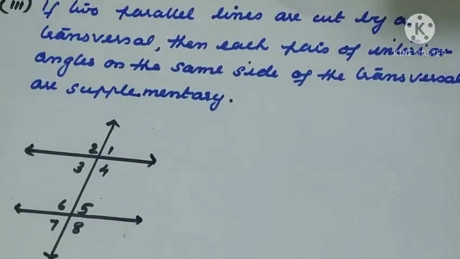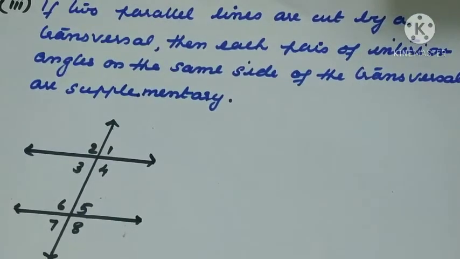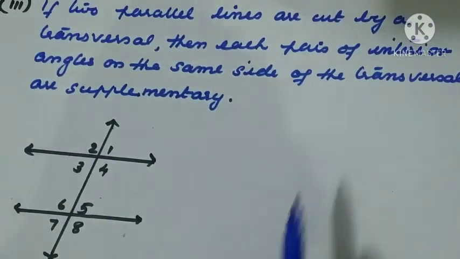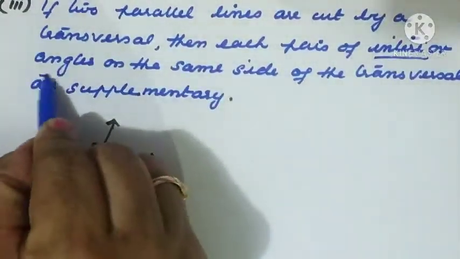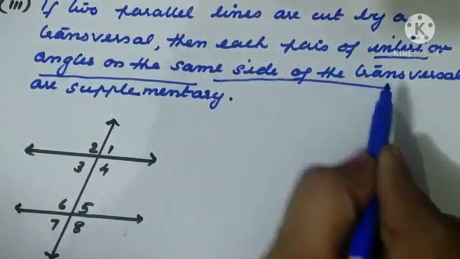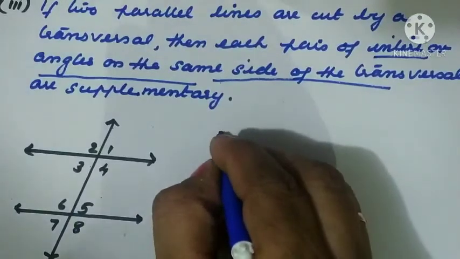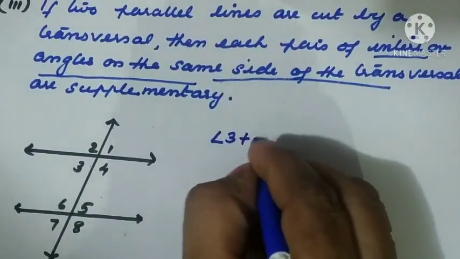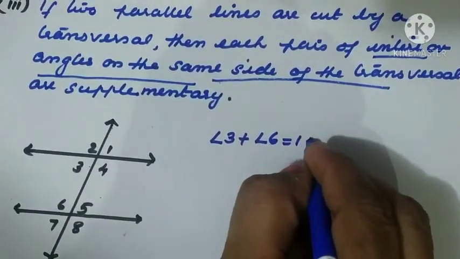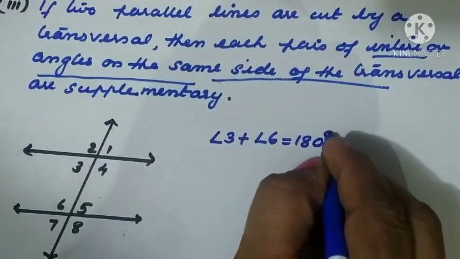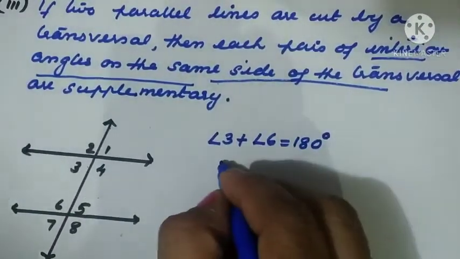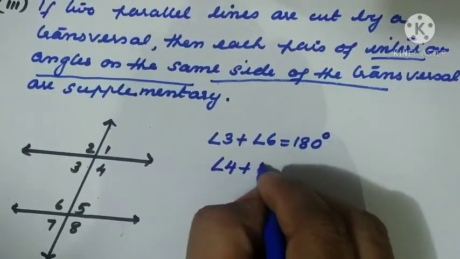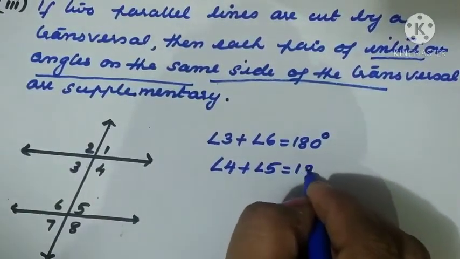Now the last point. Two parallel lines are cut by a transversal. Each pair of interior angles on the same side of the transversal are supplementary. Which are they actually? Interior angles on the same side of the transversal: angle 3 and angle 6. Here they are not equal. What does the statement say? Angle 3 and angle 6 are supplementary. Similarly, angle 4 and angle 5, if you take them, are also supplementary.